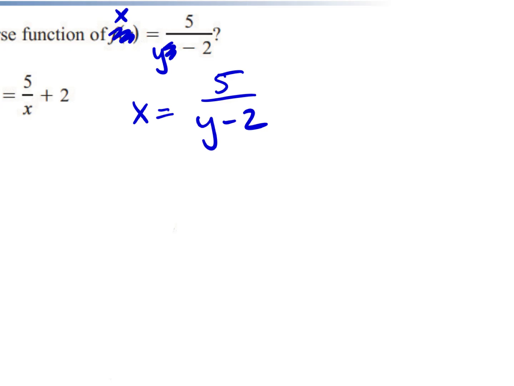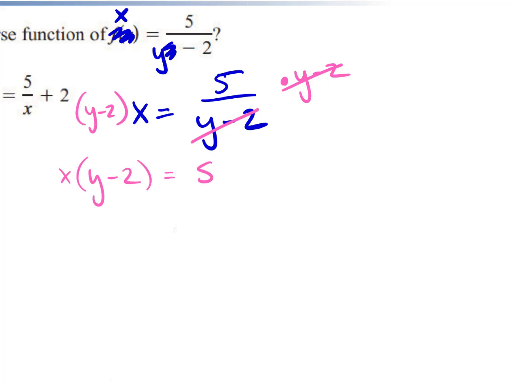We could divide by 5 or multiply by 1/5, but it's not really going to help us because we're still going to have 1 over y minus 2. How could I get that y minus 2 out from the denominator? Awesome. We're going to multiply both sides by y minus 2. So the y minus 2 will cancel out on the right side. So we have y minus 2 times x is equal to 5.